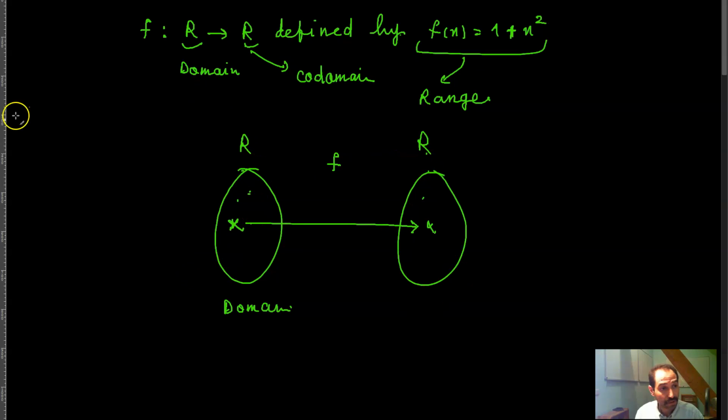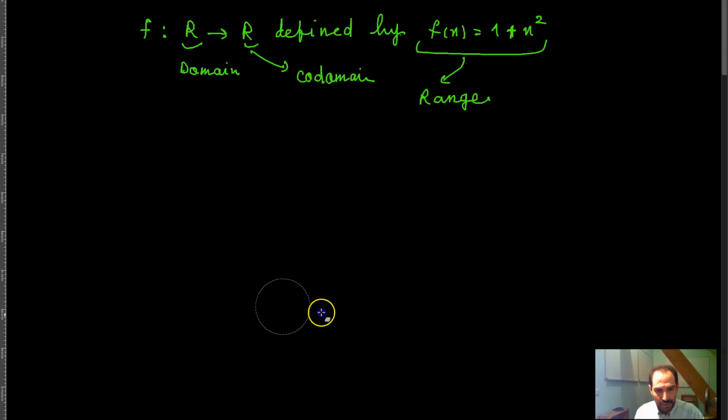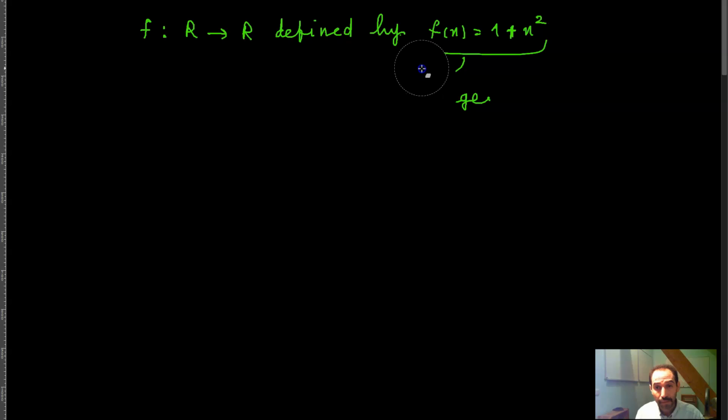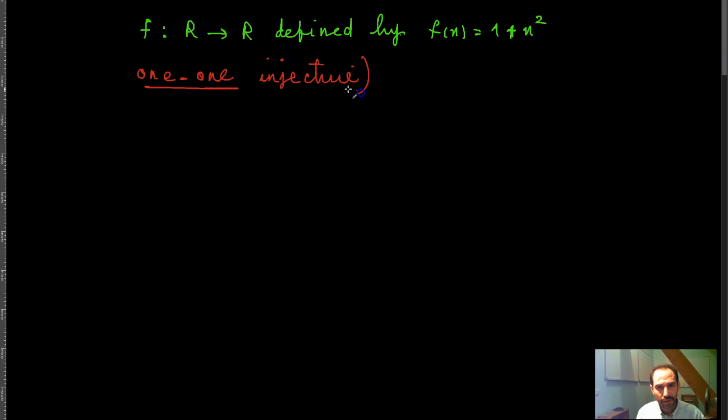Now let's see if this function actually does the same thing for us, right? So now in order to solve this problem, there are two things that you need to check. You need to check whether your function is 1-1 or injective. You need to know whether your function is onto or surjective.